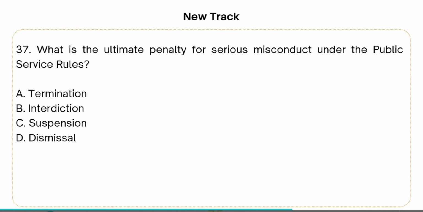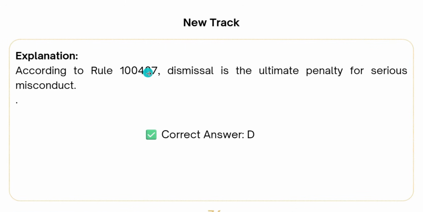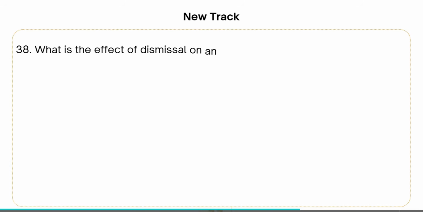Question number 37. What is the ultimate penalty for serious misconduct under the Public Service Rule? A. Termination. B. Interdiction. C. Suspension. And D. Dismissal. The right option is option D. The Public Service Rule, paragraph 7 of section 4, says dismissal is the ultimate penalty for serious misconduct.